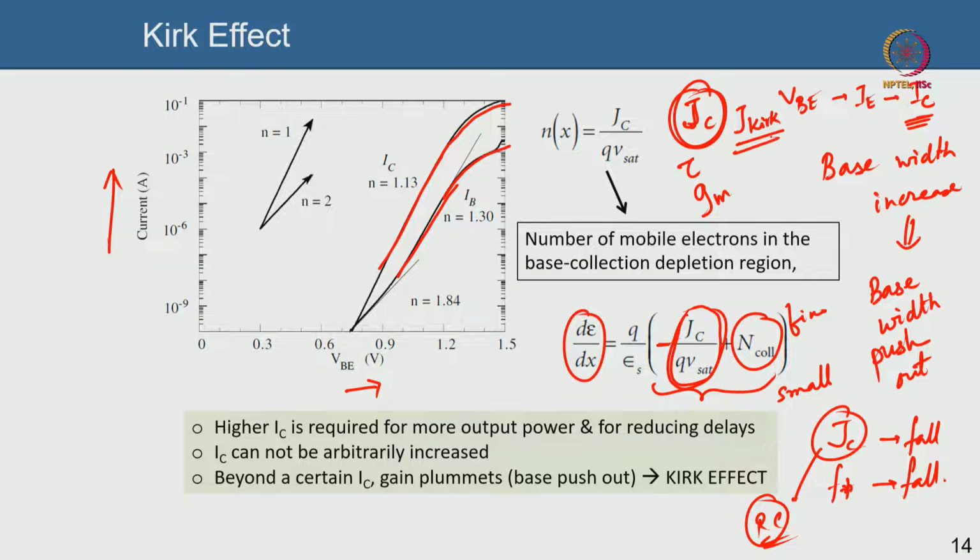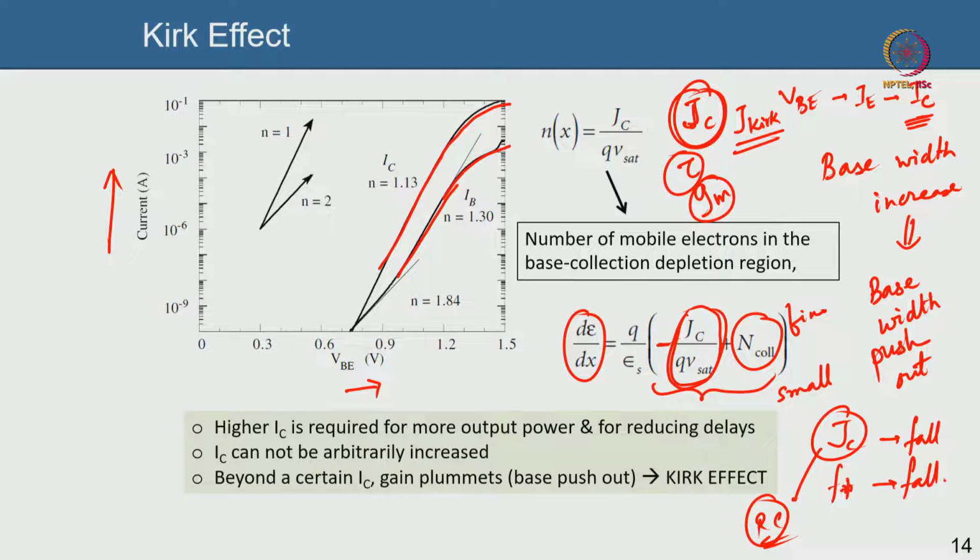You want that the J Kirk should be as high as possible, which means you do not hit the onset of Kirk effect until a large current. That means your window of operation of the device till you hit the Kirk effect is large, and until you hit the Kirk effect, your transconductance will keep improving or increasing with increased collector current, and your delay will also reduce with increased collector current.